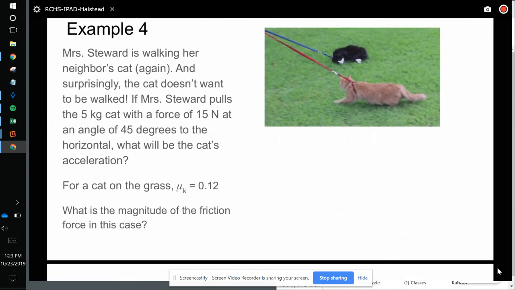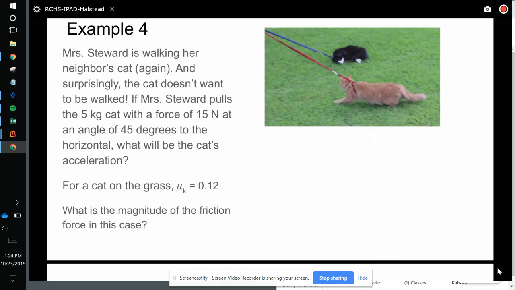All right, so let's do one more example with a force at an angle. So I have Miss Stewart walking her neighbor's cat again. Sorry if you're sick of my cat problems. And surprisingly, the cat doesn't want to be walked. I don't know why. If Miss Stewart pulls the 5-kilogram cat with a force of 15 newtons at an angle of 45 degrees to the horizontal, what will be the cat's acceleration? So we have a mu of 0.12.